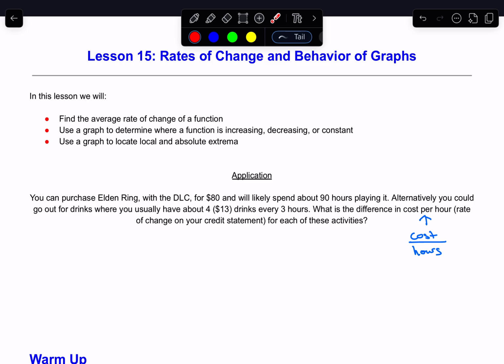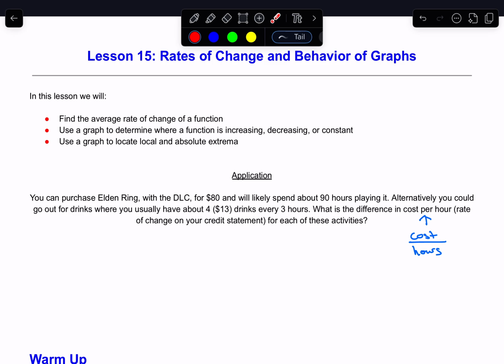Alternatively, I could have gone out with friends, like on a regular basis, which don't get me wrong, I go out with friends from time to time, and let's say we have four $13 drinks of water with some friends, and that takes about 3 hours. So four $13 drinks of water in 3 hours, I think you can clearly see is more expensive than $80 for 90 hours of gameplay.